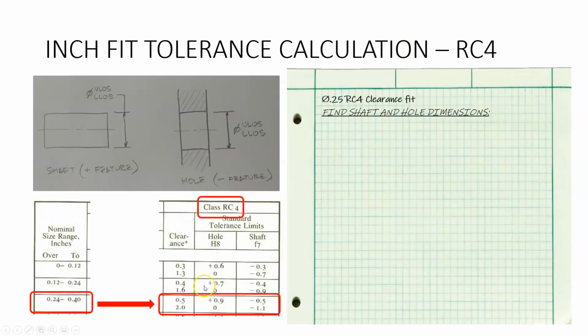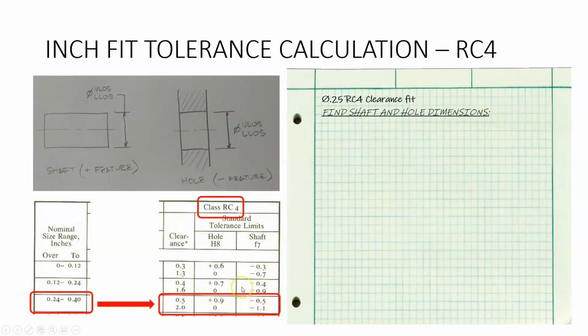So first, from the table, this is from the RC tables that are in Canvas, we're going to find the RC4 column, which is right here, and then we're going to find where 0.25 would be situated, and that's on this row. And so we come across and we see these 6 numbers, or 3 pairs of numbers: the clearance, the hole, and the shaft deviations from the basic size. That's what they're called, deviations from the basic size. And that kind of gives away what we're doing here.